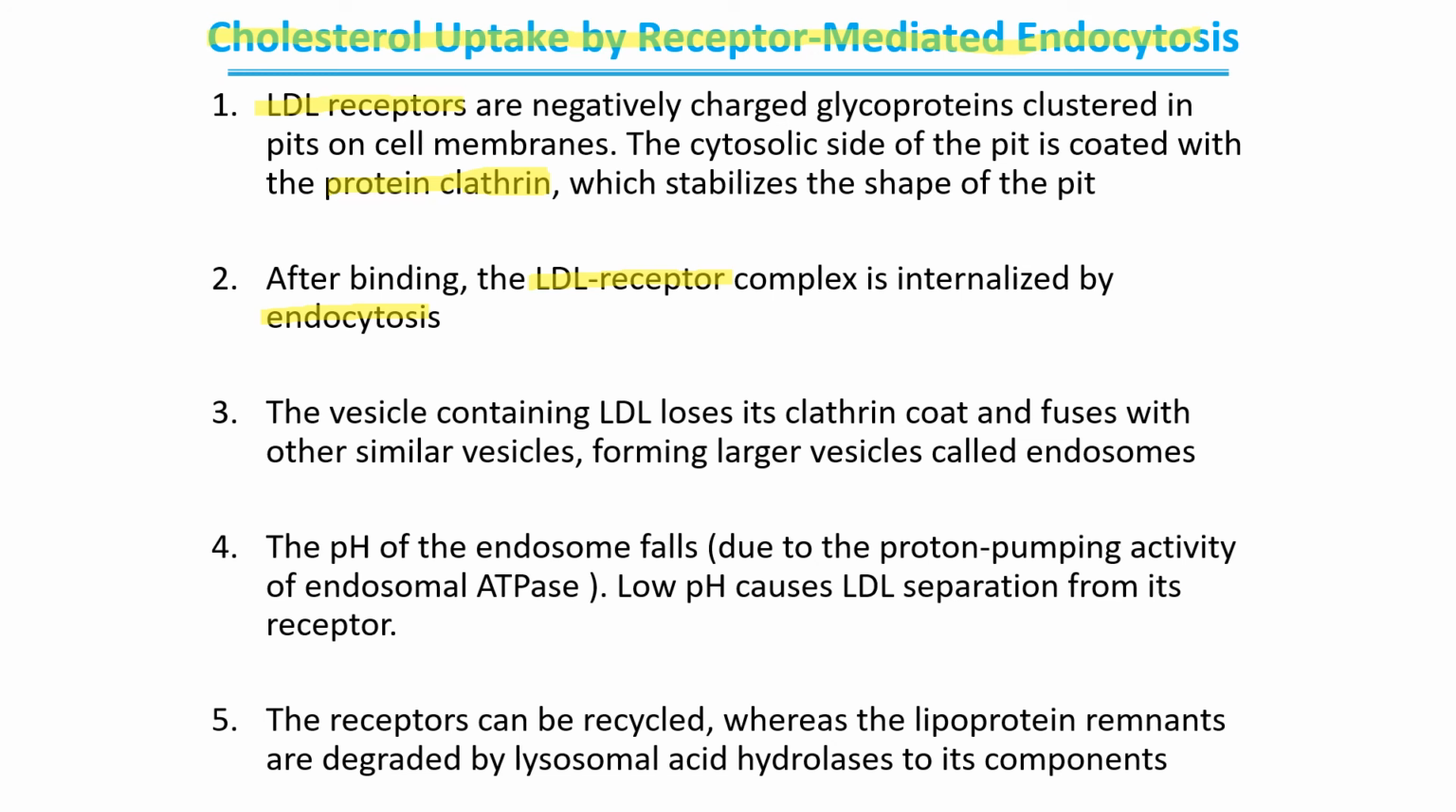And the vesicle loses the clathrin coat, and it will form large vesicles known as endosomes. The pH of the endosome falls, and the low pH causes LDL separation from its receptor. The receptor goes back to the cell membrane, as we saw in the diagram. So receptors can be recycled back, whereas the lipoprotein remnant is broken down by the lysosomal enzymes to its components, and we saw some amino acids, some cholesterol, etc., that were formed from the breakdown of LDL.